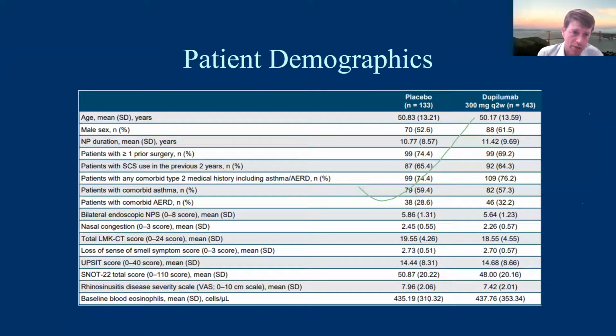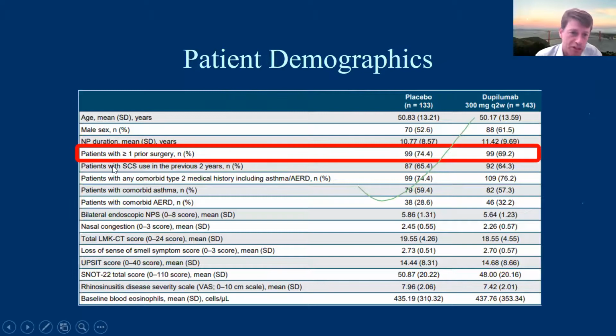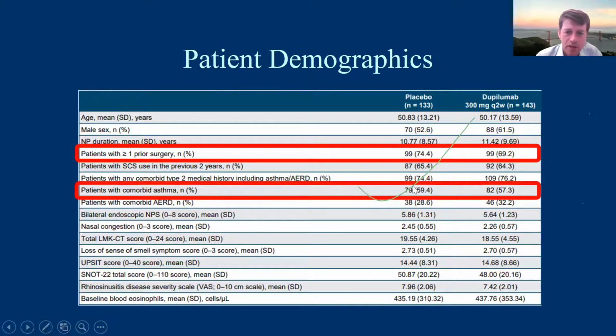So here are the demographics for this study, and we'll look at a few key points. So patients who've had at least one prior surgery, you can see a significant majority of patients, almost 3/4 in the placebo group, and just a little bit less than that, almost 70% in the dupilumab group. Comorbid asthma, 60% in the placebo group, and about the same in the dupilumab group.